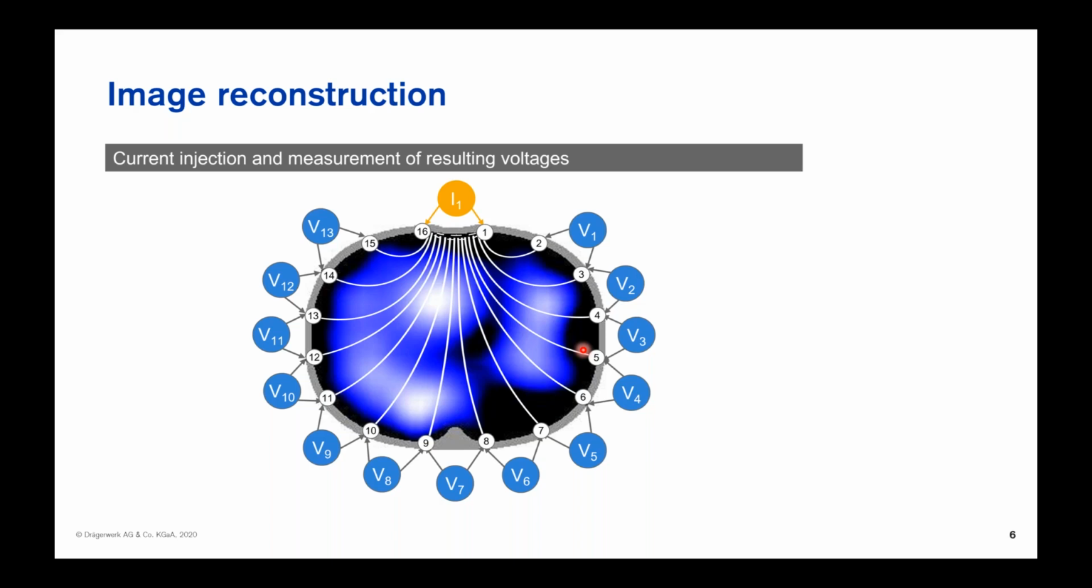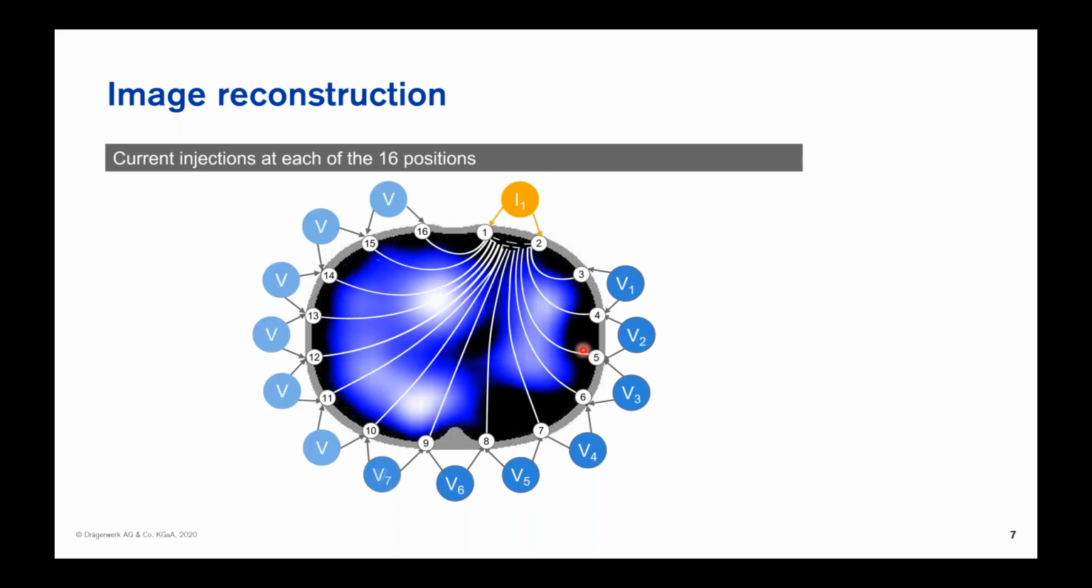After we have injected the current at the first electrode pair, we quickly swap to the next one. We do the voltage measurements again, and so we quickly turn around the entire chest. One complete rotation of the current injection gives us 208 voltage measurements, and those voltage measurements are used to reconstruct the image.